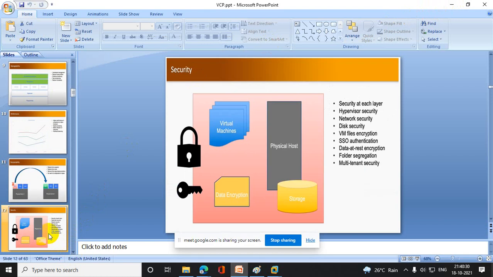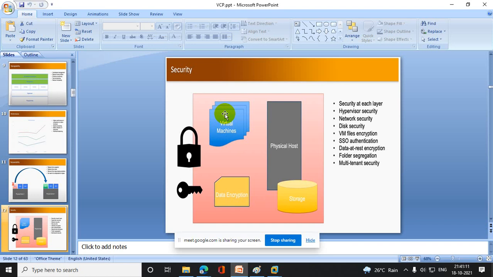Next is security. All your virtual machines have encryption options, because in vCenter there is SSO, single sign-on protection, and VMware vCenter has certificates, data at rest encryption, folder segregation, multi-tenant security, VM file encryption, disk security, network security, and hypervisor security. All of these are very strict here, so no one can hack your infrastructure.